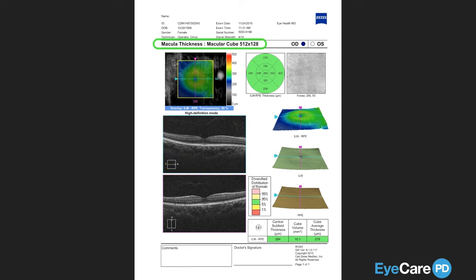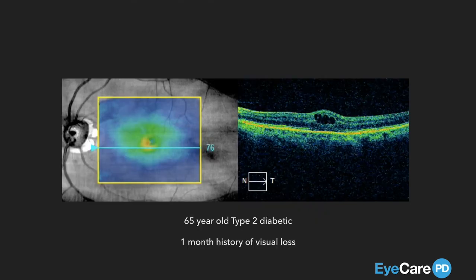You need to recognize that there's more than one cut, and let me show you a very simplistic example as to why. Here's a patient that's a 65-year-old type 2 diabetic with a 1-month history of visual loss. Here's an image of their OCT. You can see that their map shows a little bit of thickening, and on the OCT you can see these cystoid spaces. And with just this information and just this single cut of the OCT, you would be hard-pressed to give a diagnosis of anything other than diabetic macular edema.